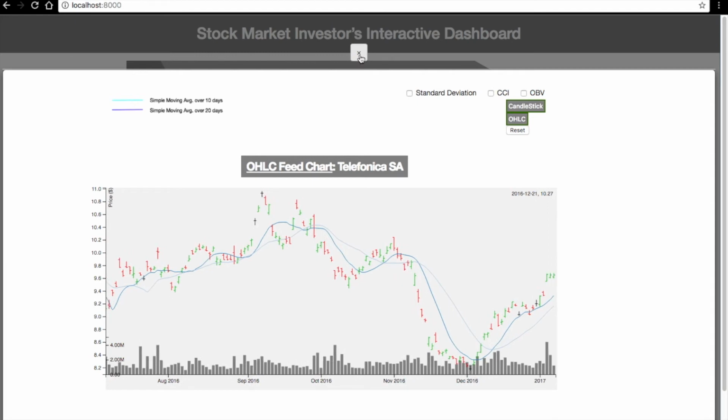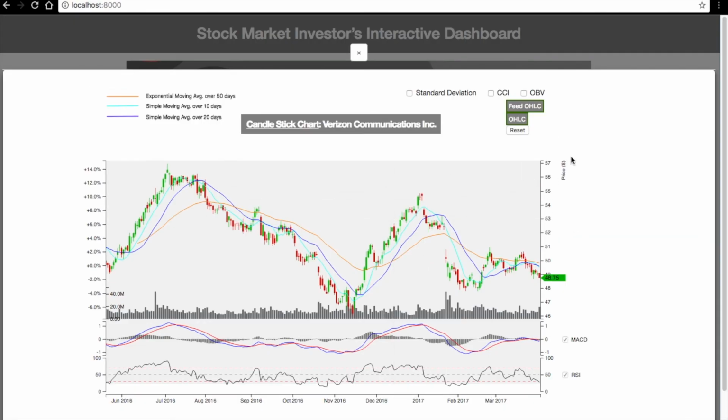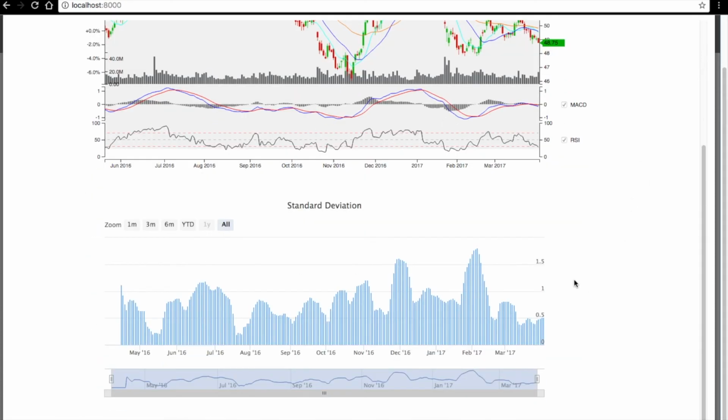and then we can lead to this visualization from the individual bubble as well. So if we click on Verizon, we come to the same thing. Now we've analyzed various technical indicators which can help an investor make smart decisions. So we finalized 5 crucial technical indicators, starting with standard deviation. So when we click over there, we get a standard deviation graph at the bottom.